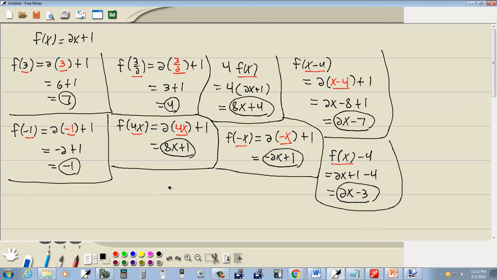F of x squared. Again, we'll go back to our original function. We're going to replace x with parentheses. Whatever's inside the parentheses right here is automatically what we're going to plug in right here. So we put an x squared in there. 2 times x squared is 2x squared, and then I'll bring down the plus 1, and that'll be our answer.